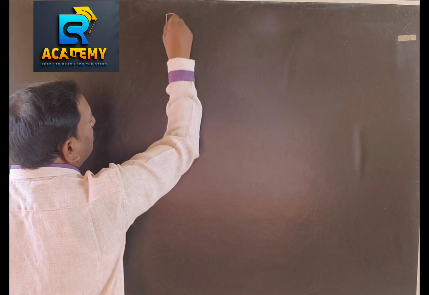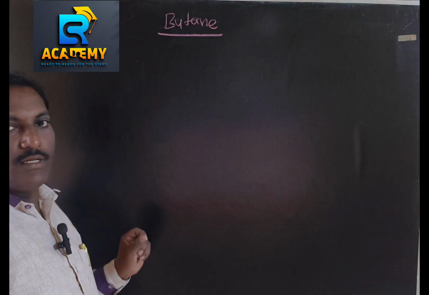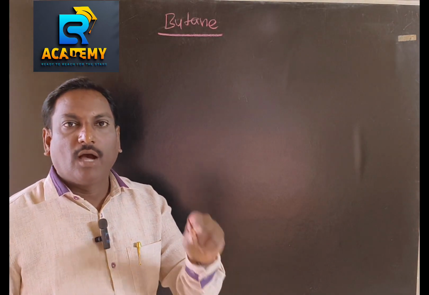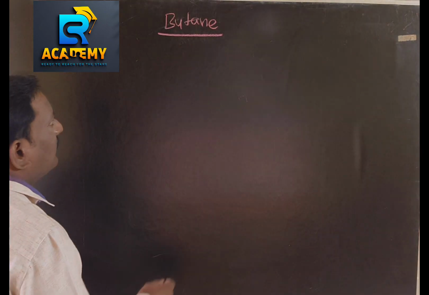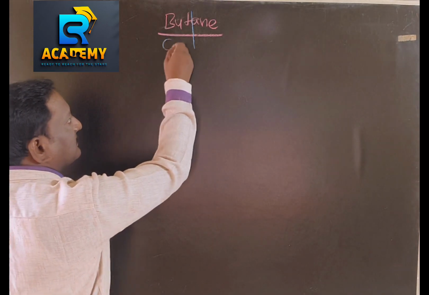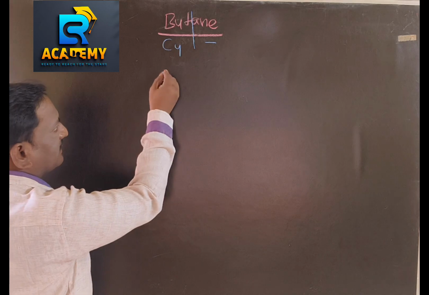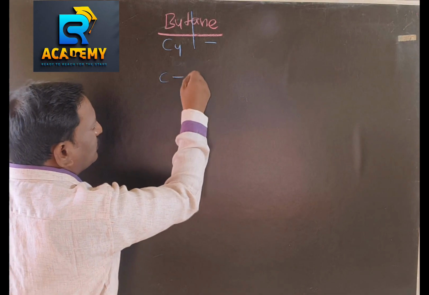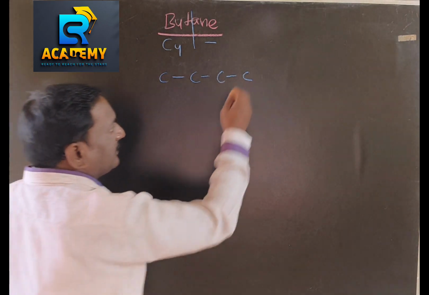Next one, let us take butane. I said already, if you have a hydrocarbon name, divide it into two parts: but plus ane, butane. But means four carbons, ane means single bonds between carbons. So let us draw the detailed structure. Four carbons: one, two, three. So the remaining valency must be filled with hydrogens.